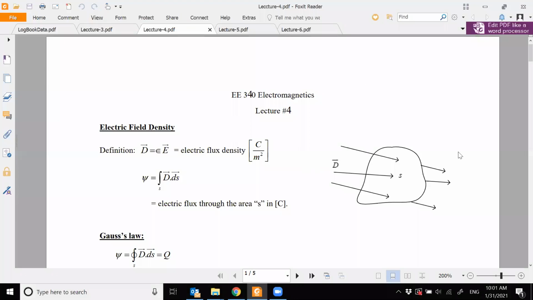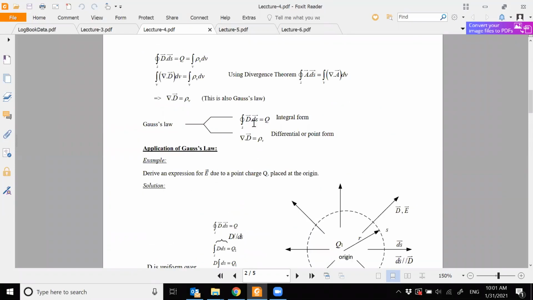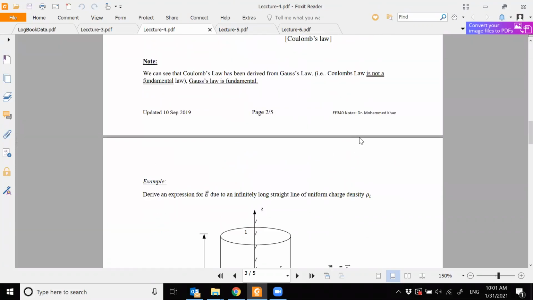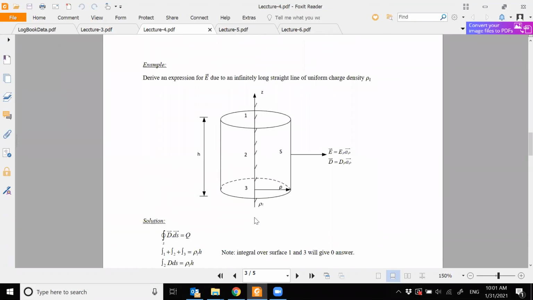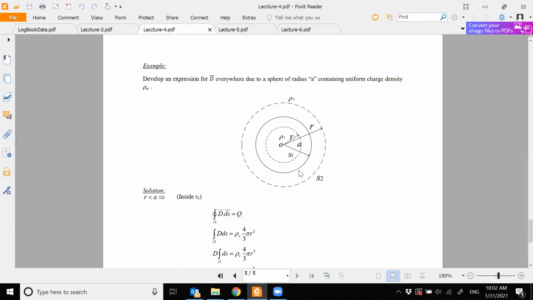In the last class, we looked at Gauss's law, and we did some examples. We looked at Gauss's law in the integral as well as differential form. And then we did it for a point charge, for an infinite line charge, and also for a volumetric sphere carrying a uniform charge density. So these are the examples that we did by applying Gauss's law.